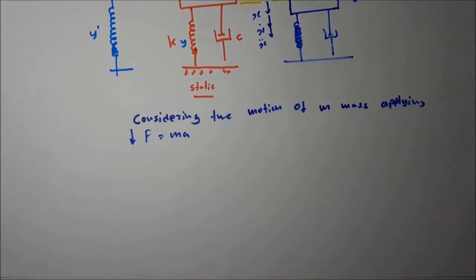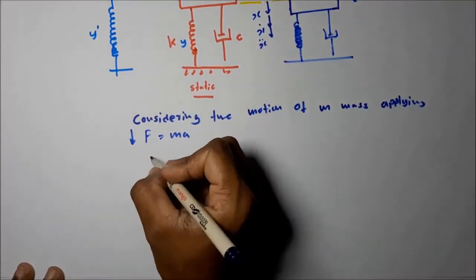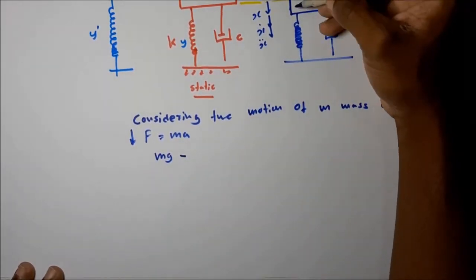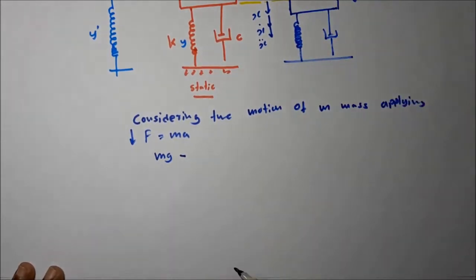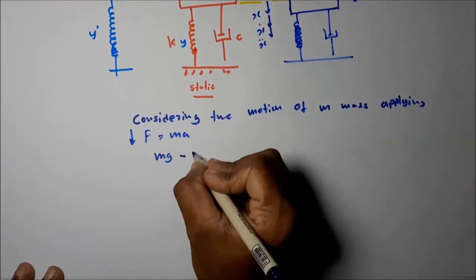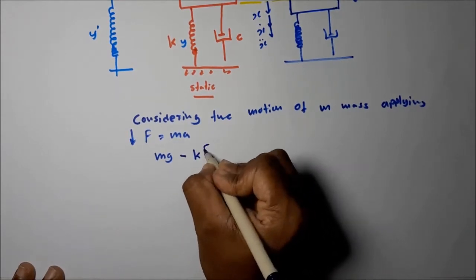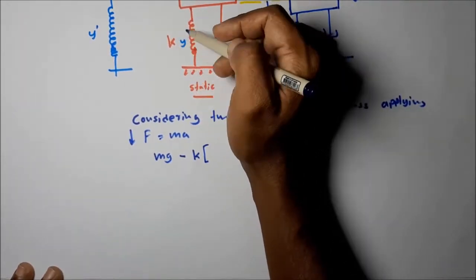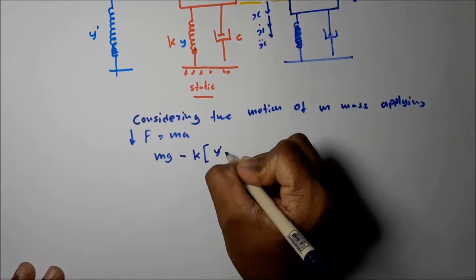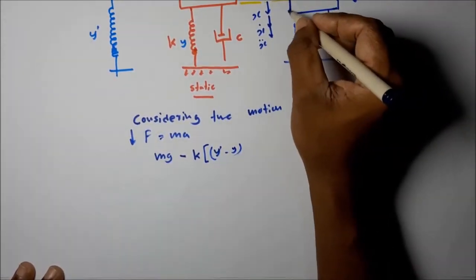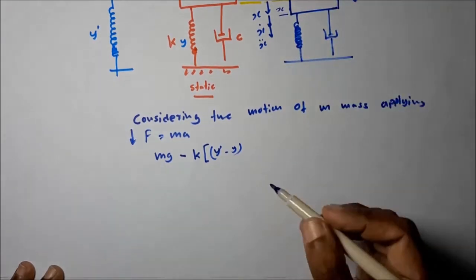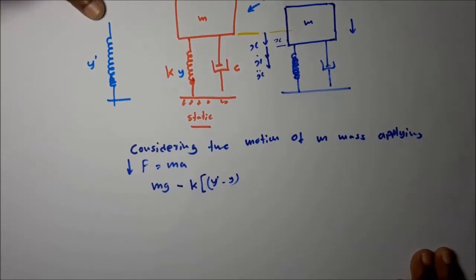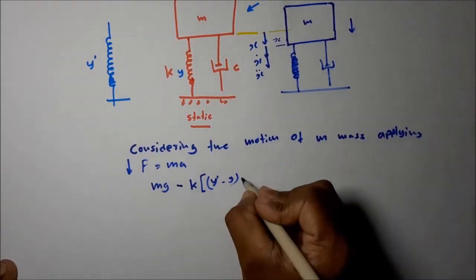For the m mass, gravity, mg. Then here you can see the spring repulsion, the force generated by the spring, which is equal to k times the total compression of the spring. What is the total compression of the spring? Here you can see the static condition. What is the compression? y dash minus y. Then further it is compressed by x distance, no? So we can write plus x.